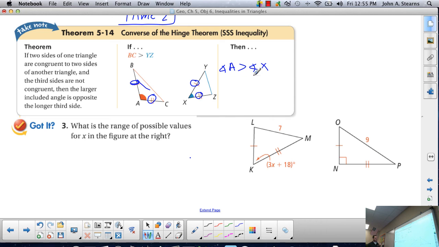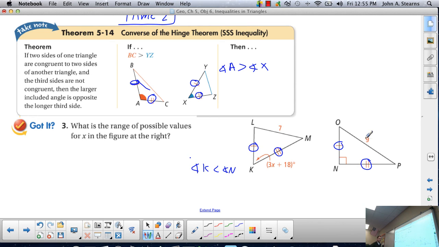Okay, so what are the possible ranges? We're taking a look at example 3 here. What is the range of possible values for x in the figure at the right? So here's the converse of the hinge theorem. We have two pairs of congruent sides. Okay. We have a pair of sides that is not congruent. So angle K is going to be less than angle N, because angle K is opposite of 7, angle N is opposite of 9.